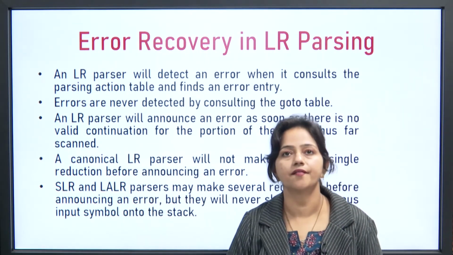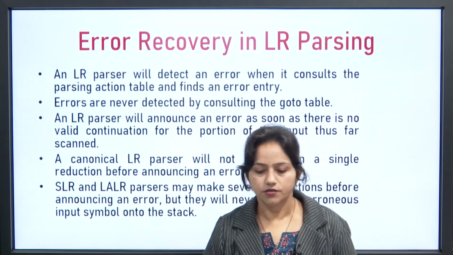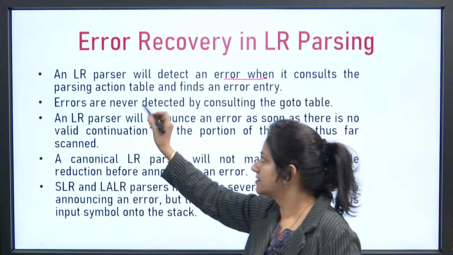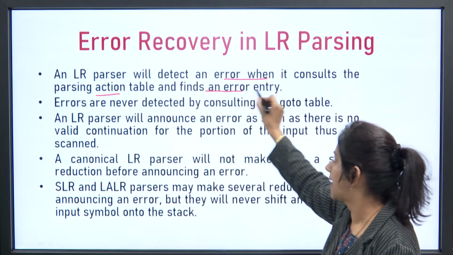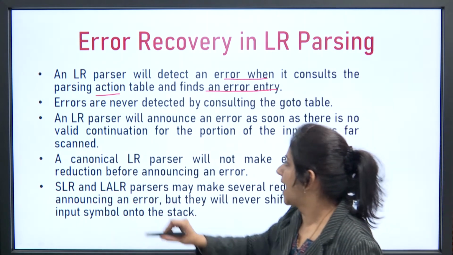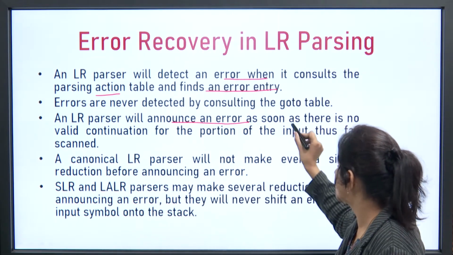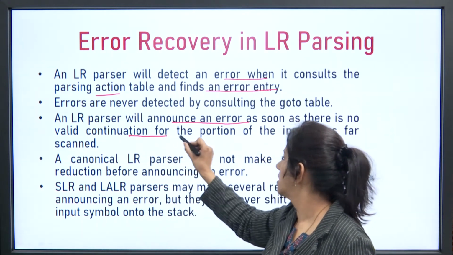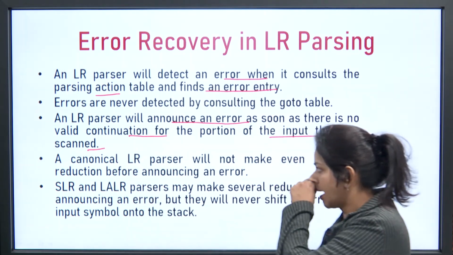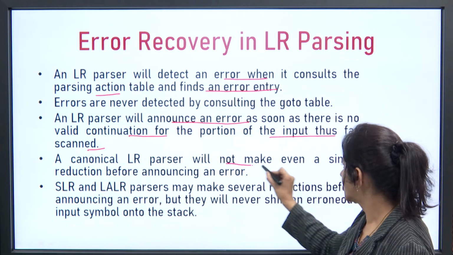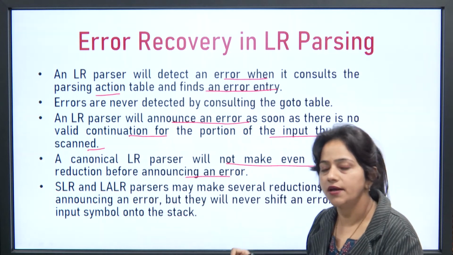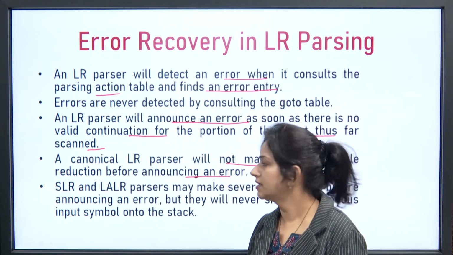Now, next we will discuss error recovery in LR parsing. An LR parser detects an error when it consults the parsing action table and finds an error entry. As we discussed in the LL parsing scheme, the LR parser will announce an error as soon as there is no valid continuation for the portion of the input thus far scanned. A canonical LR parser will not make even a single reduction before announcing an error.